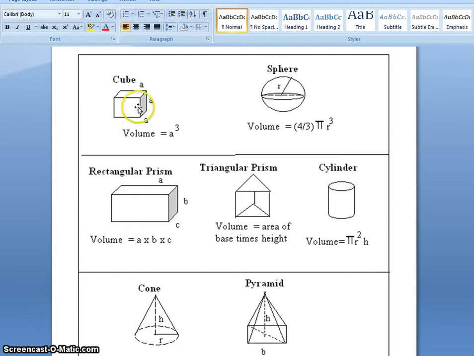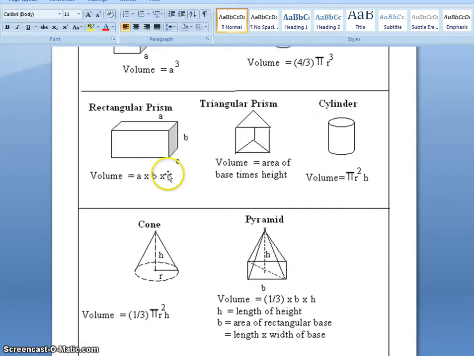Alright, so formula sheet, the first one you have is all of the volume. Volume of a cube is all of the sides times each other, so A cubed. Spheres, I don't think you're going to make any of those. They're very difficult to build, so we're not going to worry about those. Rectangular prisms is length times width times height for volume, A times B times C.